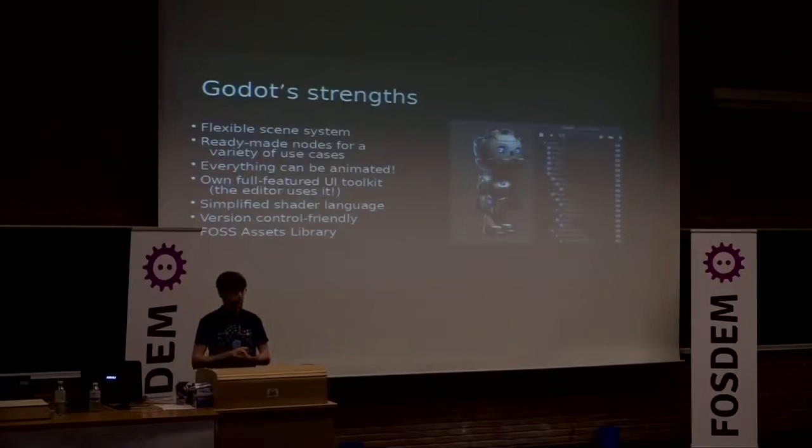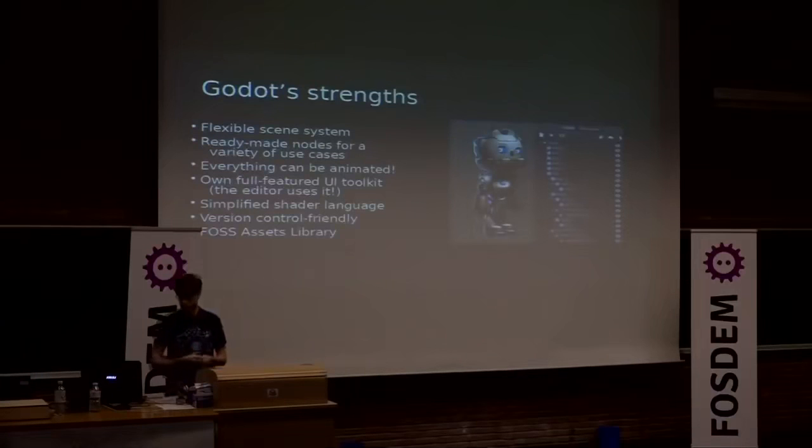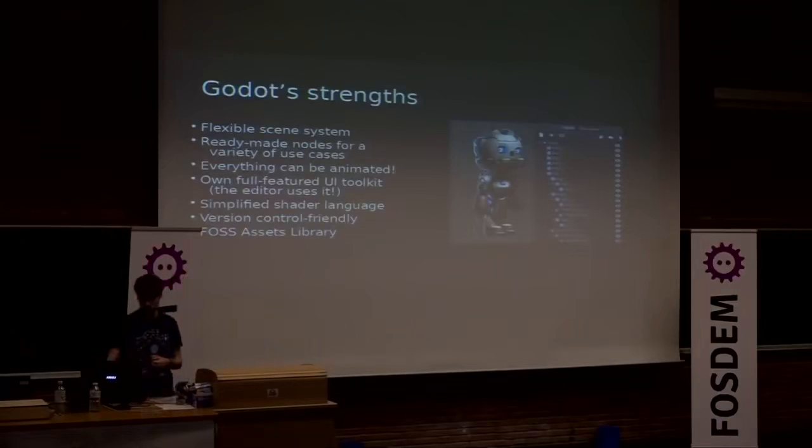It's very friendly to version control. So we have text-based formats, mainly TSCN, text scene, which is similar to the TOML spec. And that's quite nice when you want to use Git or Mercurial or stuff like that, because you can see exactly what changed, and it's much easier to fix merge conflicts when you work with other people on your project.